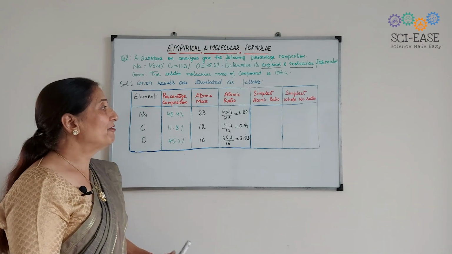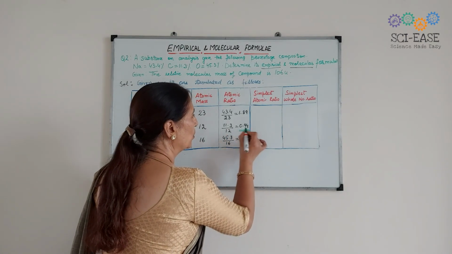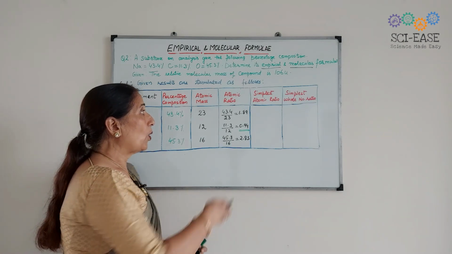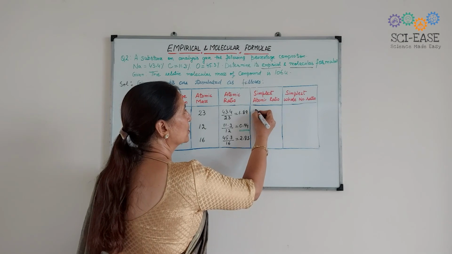We are to identify the lowest among these 3. So this is the lowest one. So divide all these atomic ratios by the lowest number.